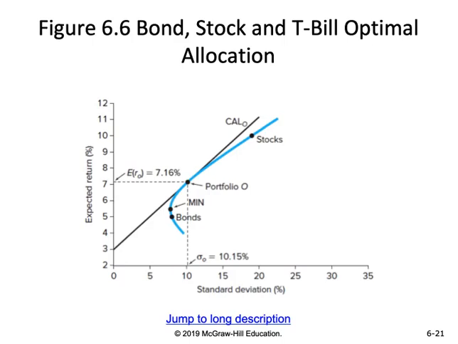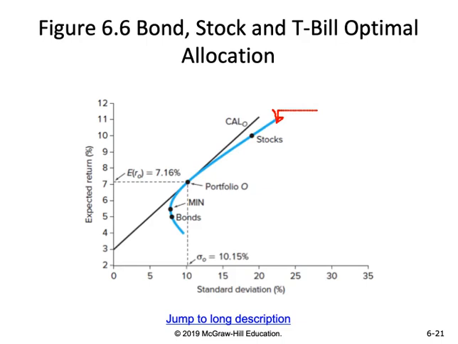Welcome back to our third video on Chapter 6. Before we go any further, I want to remind you of the concepts we've covered so far. First of all, the blue line right here, there it is, is called the efficient frontier.